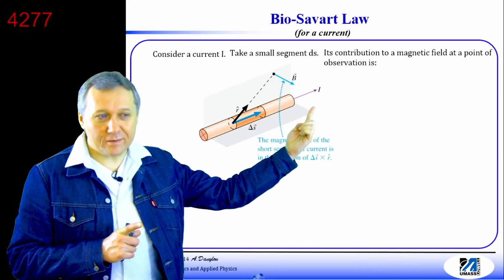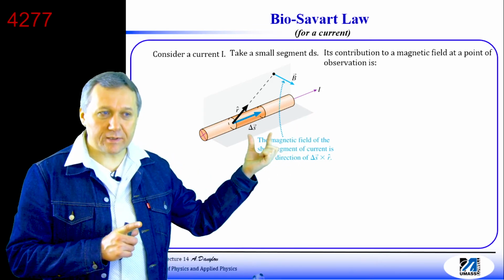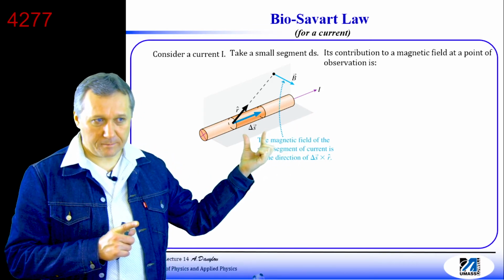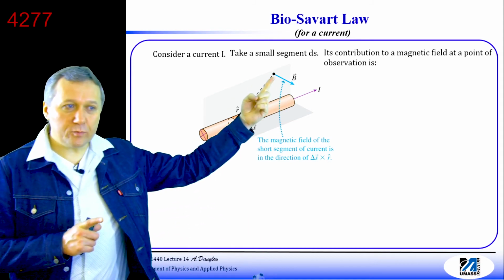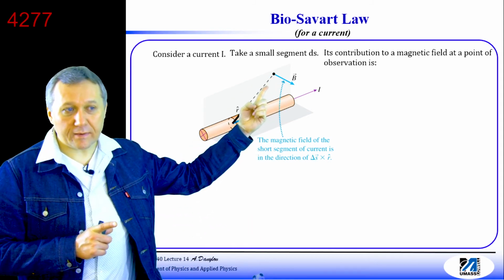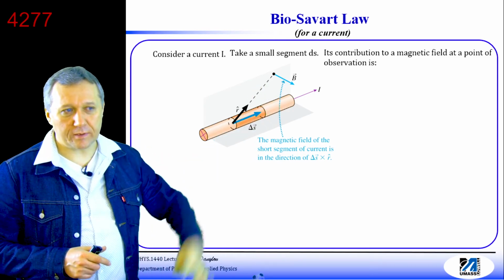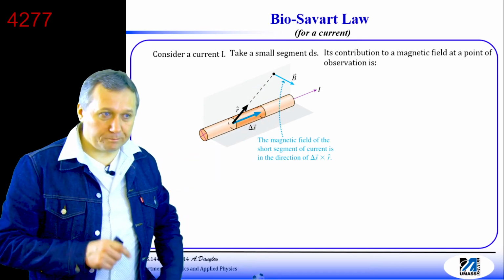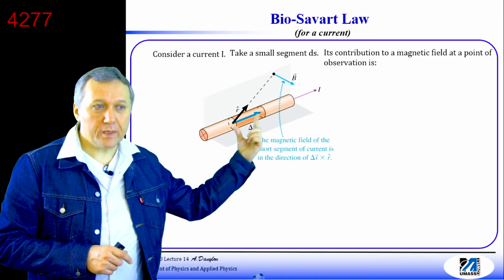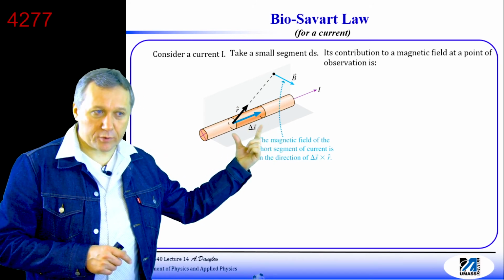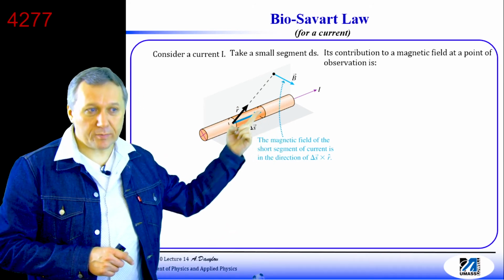So the direction of the current gives us a direction of this ds. Then let's assume that we want to find the magnetic field at this point. It's just a completely arbitrary point. Let's say we want to find the magnetic field at that point. So then we need to know the direction to that point, of course, the direction from this segment to that particular point.